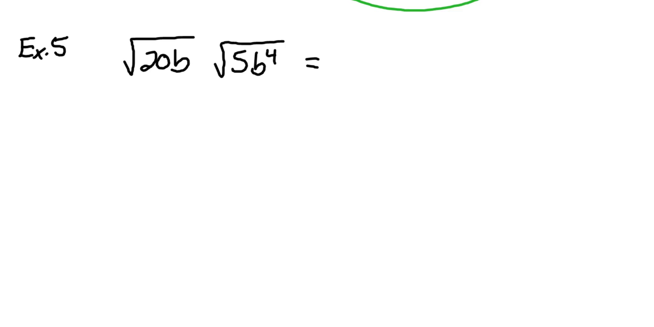Okay, so multiply the numbers. 20 times 5 is 100. Hey, it works out nice, right? Got a perfect square root. With the b's, you've got 1 here and 4 here. So that would be b to the fifth. All right, now we've got square root of 100, so we know that's 10.